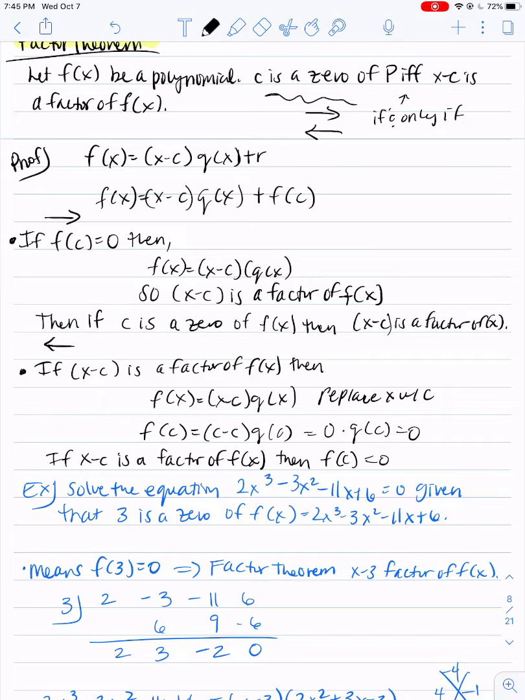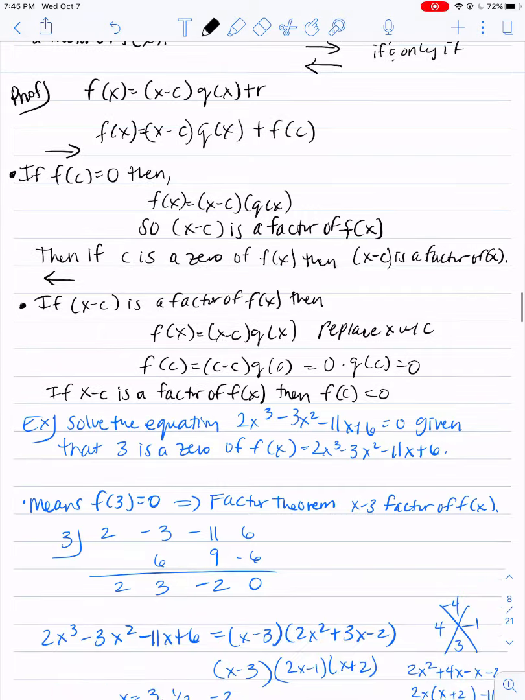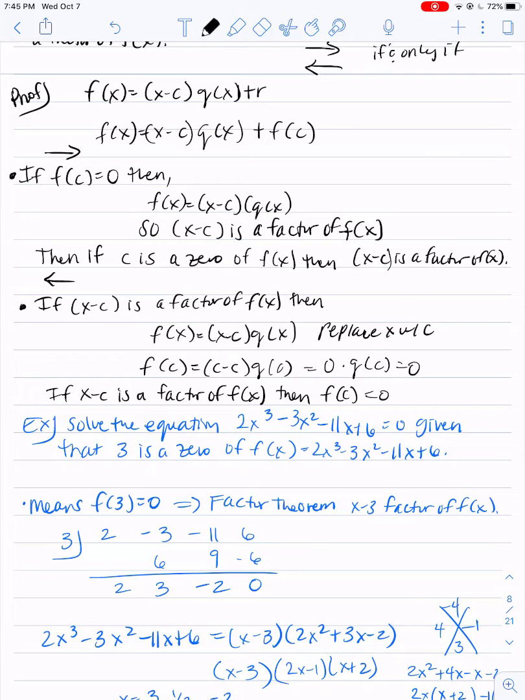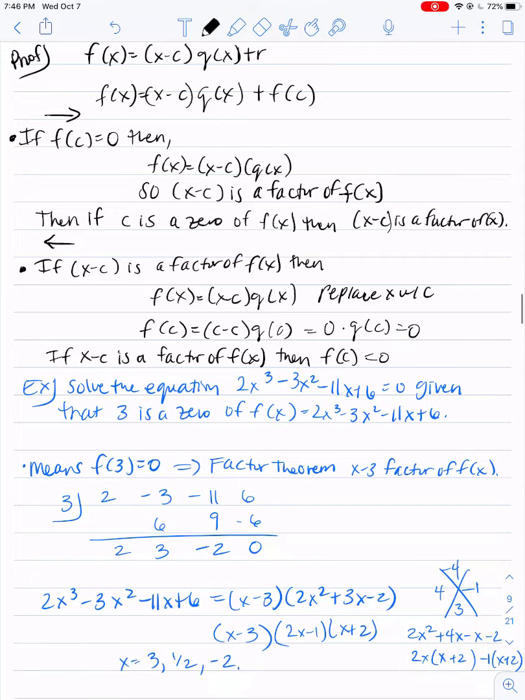So if x minus c is a factor of f of x, then we could say that f of x equals x minus c times q of x, these are the factors. So now we replace x with c, and then we get f of c equals c minus c times q of c. So that's going to equal 0 times q of c, and that's 0. So our f of c equals 0. So if x minus c is a factor of f of x, then f of c equals 0.